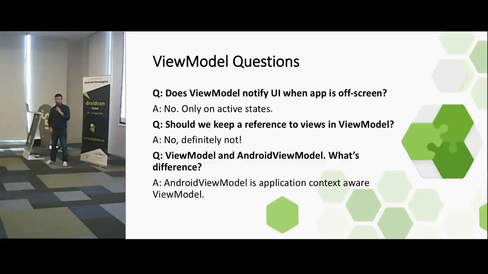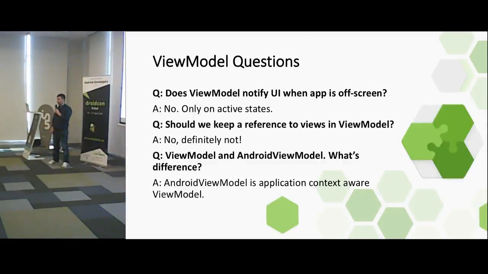Should we keep a reference to views in ViewModels? No, definitely not, because keeping a reference to a view, activity, fragment or a context object is a serious risk, because your application may crash. Why am I saying this? Because let's assume that you keep a context in your ViewModel, and then you make an async call to fetch data. It may take some time to get a response, and when the response comes, this context may no longer be available. It's going to crash, of course.